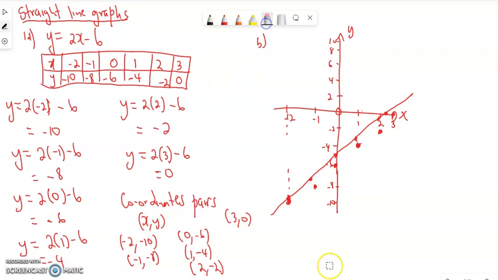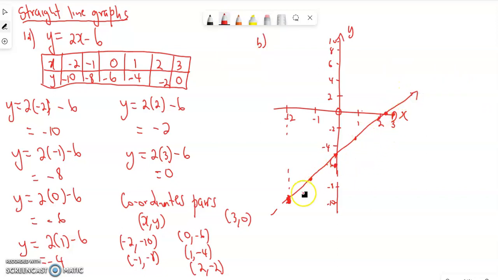Alright, it's a straight line graph. Okay, so our graph is done.